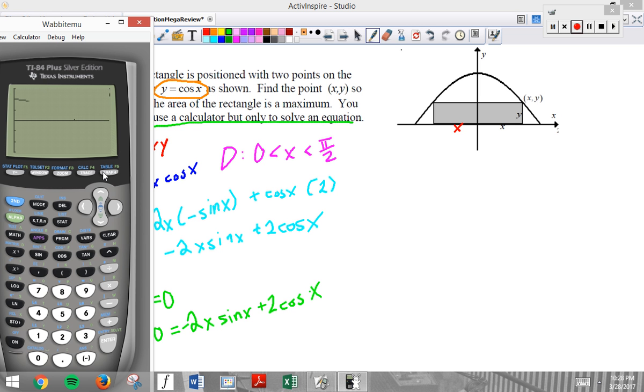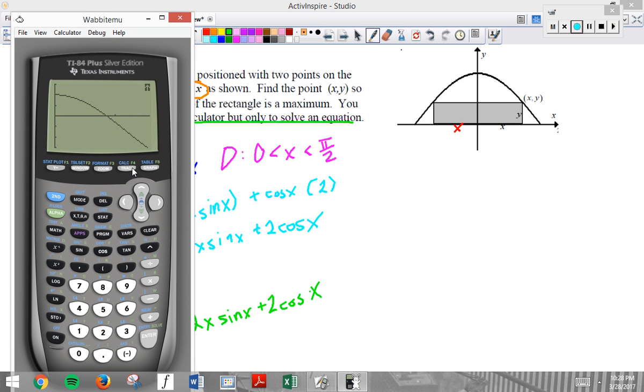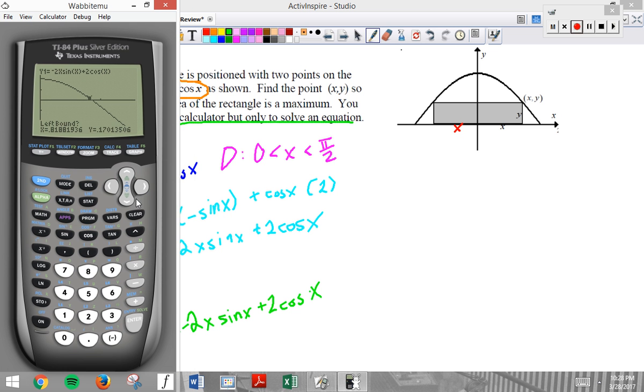Graph. We're looking for where it equals 0. Boom. That crossing point right there. That's what I'm interested in. Second, calc, zero. Left bound. I want the spider to be left of that crossing point. Enter. Now I want to get it right of the crossing point. I want it to cross from a positive value of y to a negative value of y. Enter. Enter. 0.860. 3 decimal accuracy.